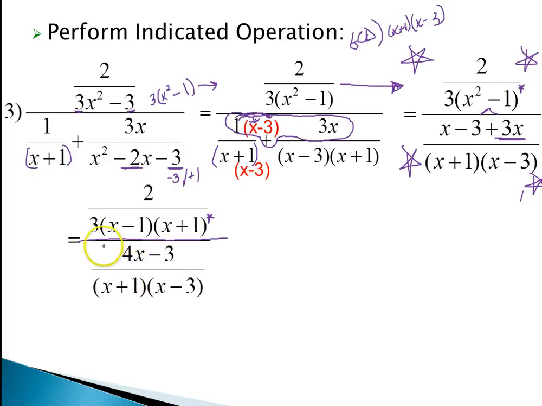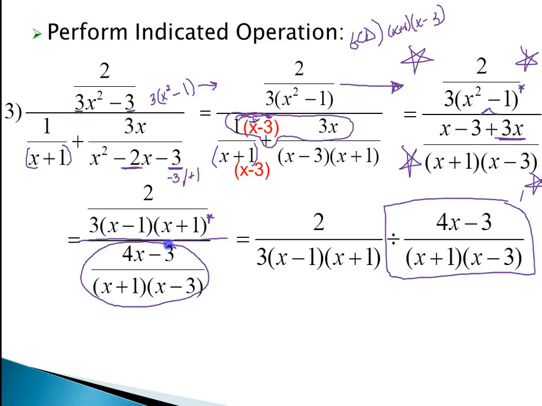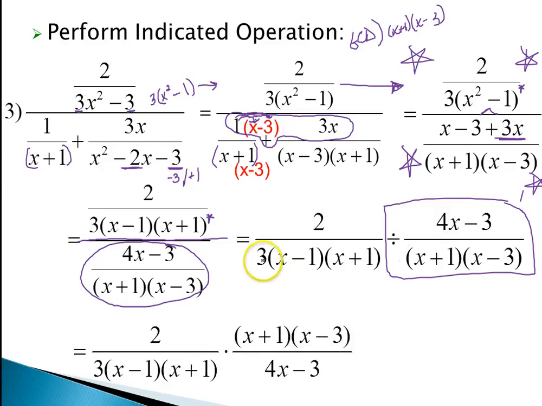Okay, and what are we going to do? We're going to turn this division, which is right here, we have division, and we're going to flip the bottom. Remember, you're flipping what you're dividing by. So 2 over 3, x minus 1, x plus 1 stays. And this division, this line, turns into multiplication, and we flip our bottom. x plus 1, x minus 3 over 4x minus 3. Again, you don't have to show that step.